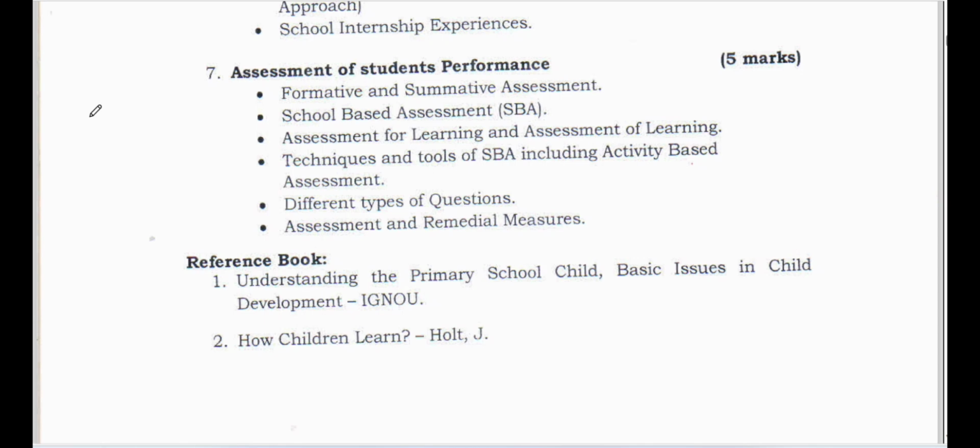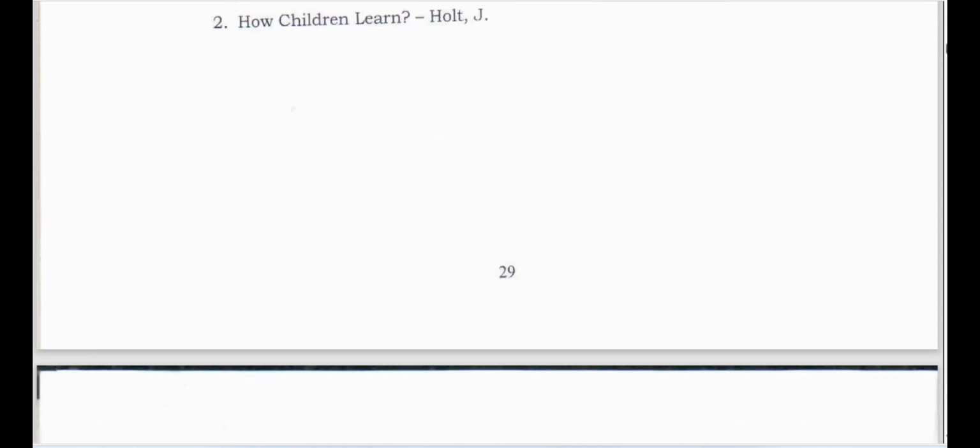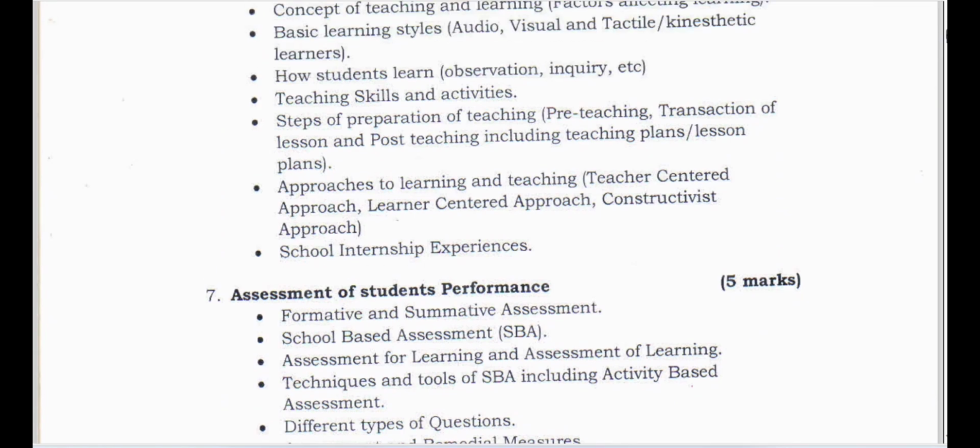All right, so I think this was all in this particular subject. Let me see what we have. All right, here comes another subject.